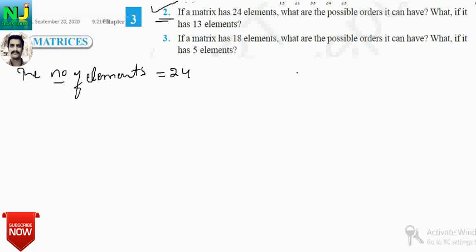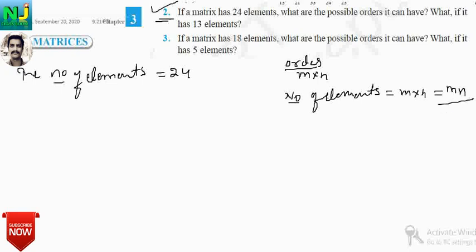Order of the matrix is m cross n. How to find the number of elements? By multiplying m into n, that is equal to mn. So mn is the number of elements. This is the way we have to find how many elements there are if you know the order.